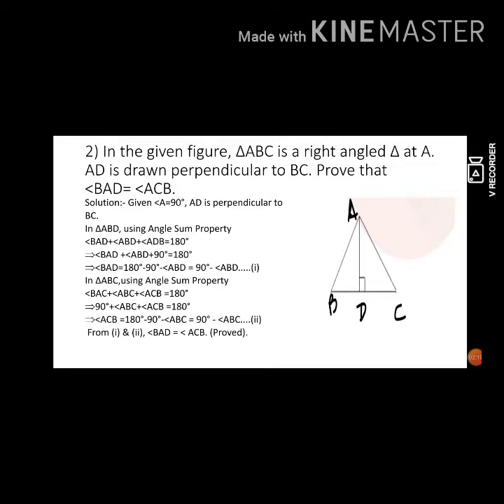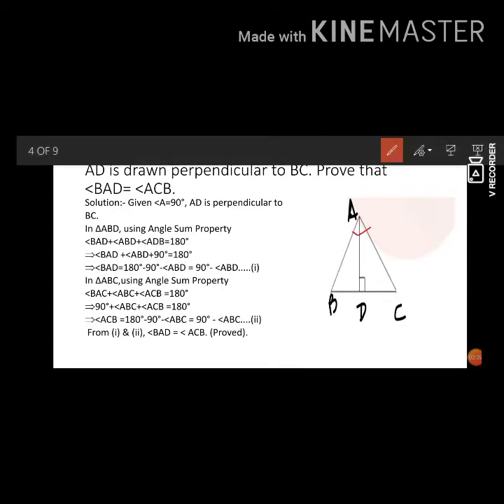In the given figure, triangle ABC is right angled at A. So at A the angle is 90 degrees. And AD is perpendicular to BC. So at point D the angle is 90 degrees. Prove that angle BAD, that means this angle BAD, this part of the angle BAD is equal to angle ACD or ABC, any of them. So these two angles are equal. This we have to show.